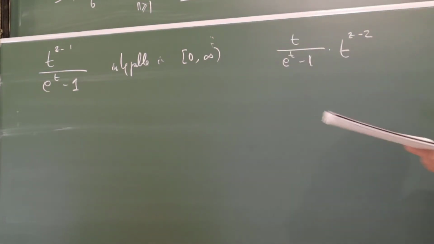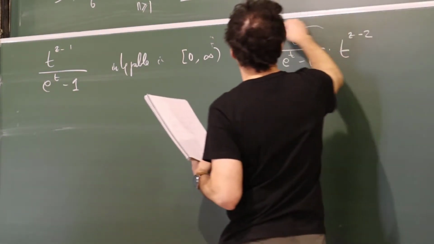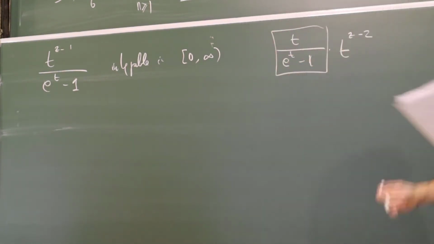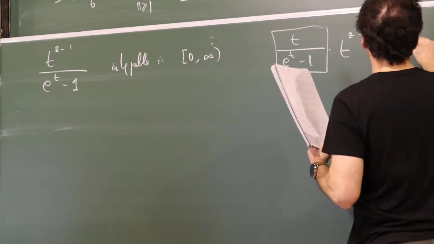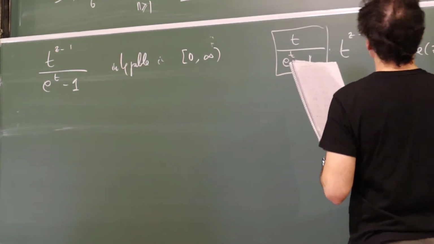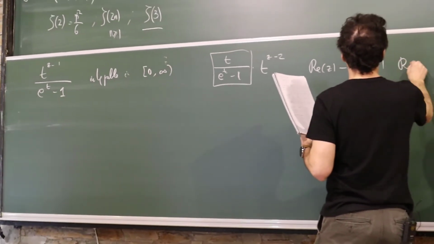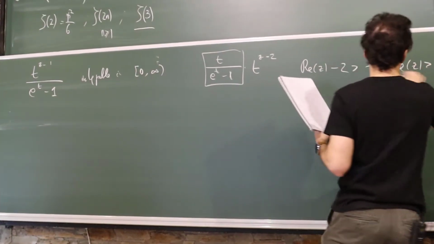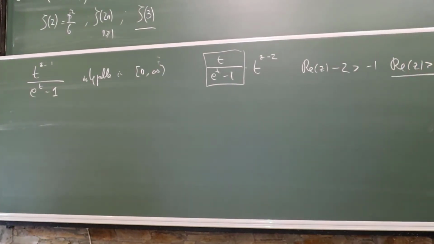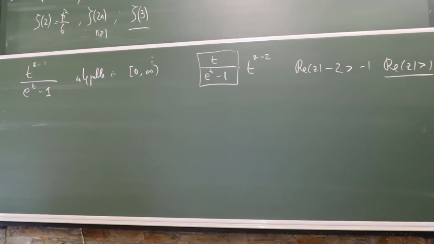Okay, in order to verify what happens at 0, let us multiply and divide by t. And when t equals 0, this tends to 1. So it is bounded here, so this would be integrable at 0 if the real part of z minus 2 is greater than minus 1, so the real part of z is greater than 1. So this is integrable at 0, at least.